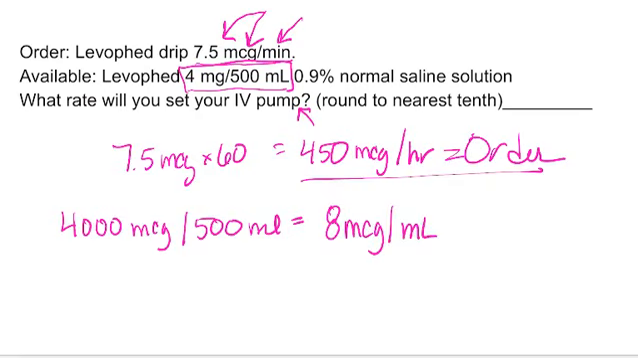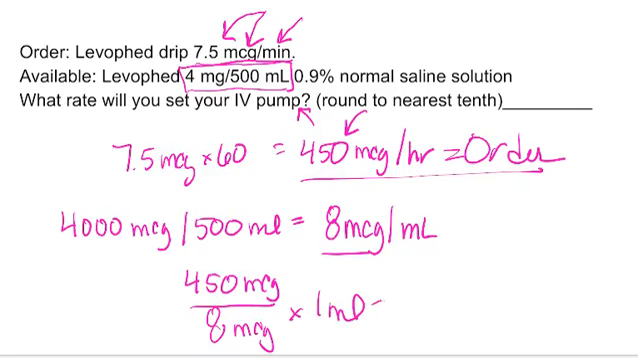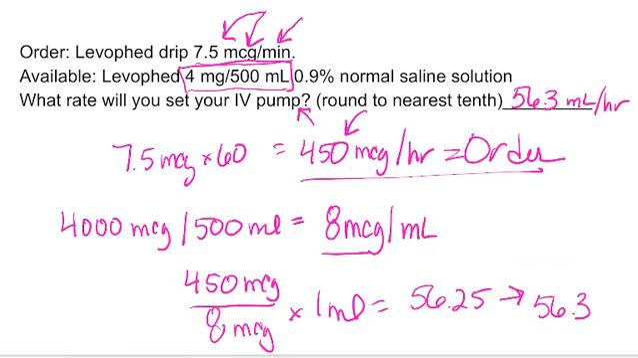Okay, now I could simply do D over H times V. My doctor's order is 450 micrograms. And what do I have? I have 8 micrograms times 1 milliliter. See that? And my answer there, if I march that out, is 56.25, and I would round that up to 56.3 mLs per hour. Okay? All right, let's go ahead and take a look at the next one.